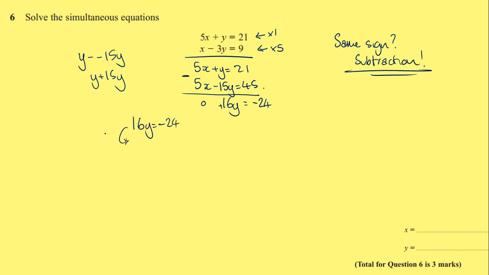If I divide both sides by 16, I'll get y is equal to negative 24 over 16. Which is y is equal to negative 3 over 2, because these things can cancel down. Okay, 8 goes into each of these, which we could also express as y being equal to negative 1.5, which some people prefer. Now, that there is part of the answer, but we don't know what x is.